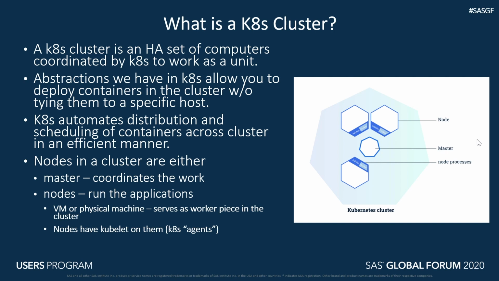So the abstractions we have in Kubernetes allow us to deploy containers in the cluster without tying them to a specific host. What we mean by that is if we have multiple of these worker nodes out there where we could run things in these containers that are wrapped in pods, then we don't have to care about which system they end up on. That's Kubernetes' job to figure out how to run them. Just as it might be a data center operator's job to figure out where to put new computers in the data center, or where to tie them in, or which rack to put them on, and so forth. So Kubernetes automates distribution and scheduling of containers across it in an efficient manner.